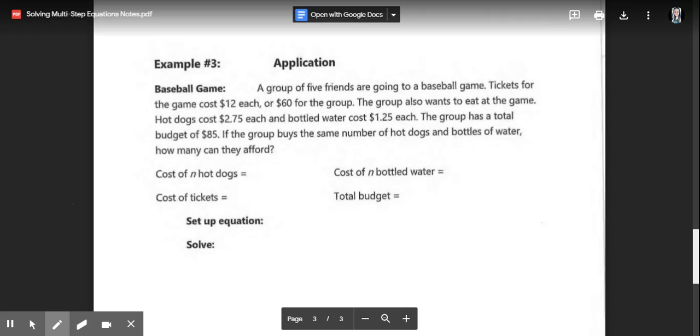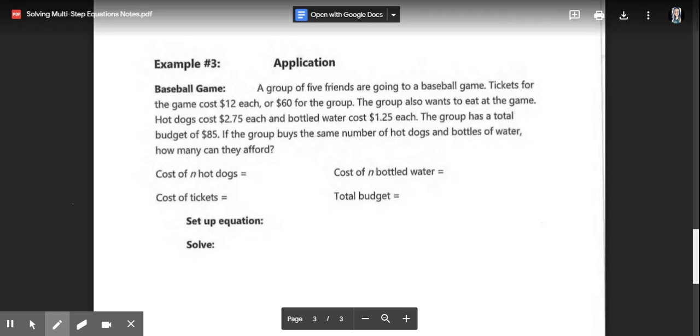So let's read this problem aloud. It says, a group of 5 friends are going to a baseball game. Tickets for the game cost $12 each, or $60 for the group. The group also wants to eat at the game. Hot dogs cost $2.75 each, and bottled water costs $1.25 each. The group has a total budget of $85. If the group buys the same number of hot dogs and bottles of water, how many can they afford?